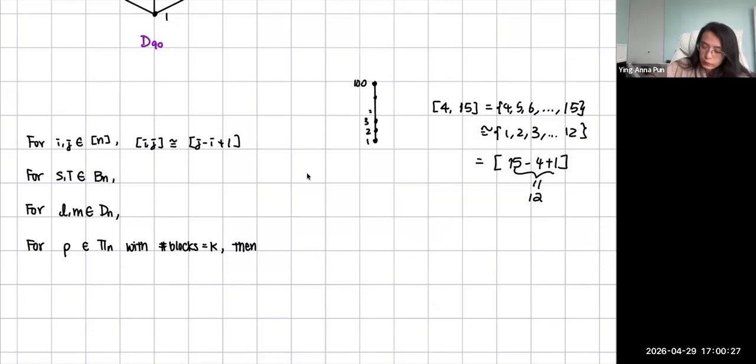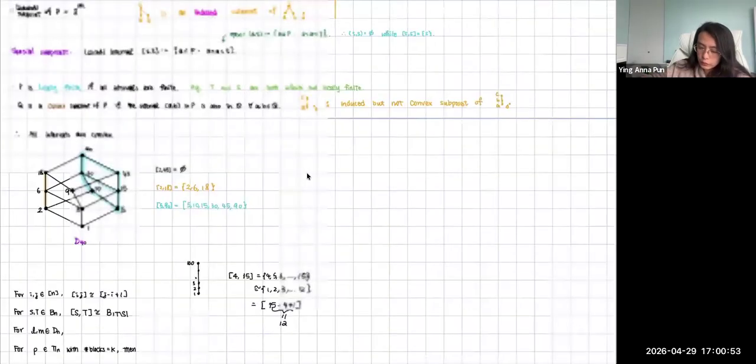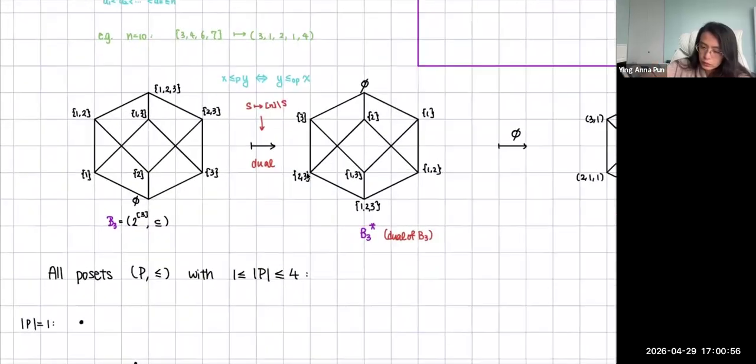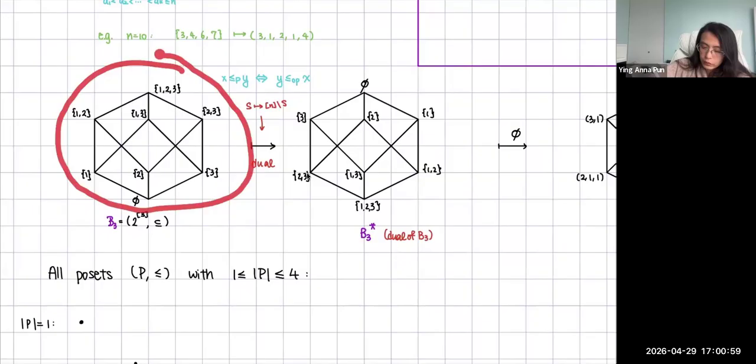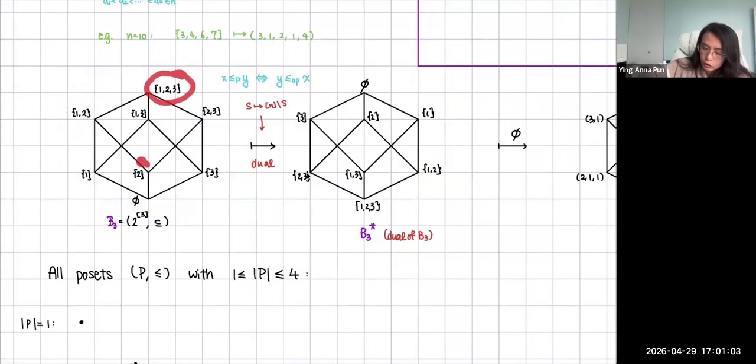And then how about Bn? Bn is the Boolean algebra. If you have two sets in the Boolean algebra, and I want to know the interval from S to T, it's actually the same as the Boolean algebra of the size of T minus S. So for example, this is too small as an example, but say this guy is B3 and I want to know the interval from here to here, then that would actually just be this one, and this is the same as the Boolean algebra B2.